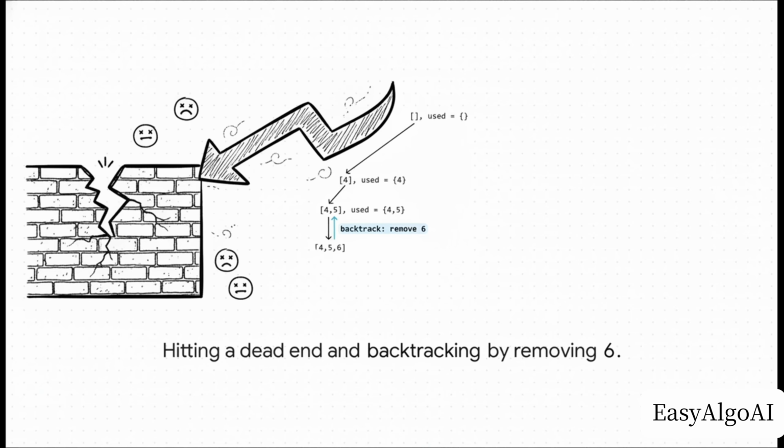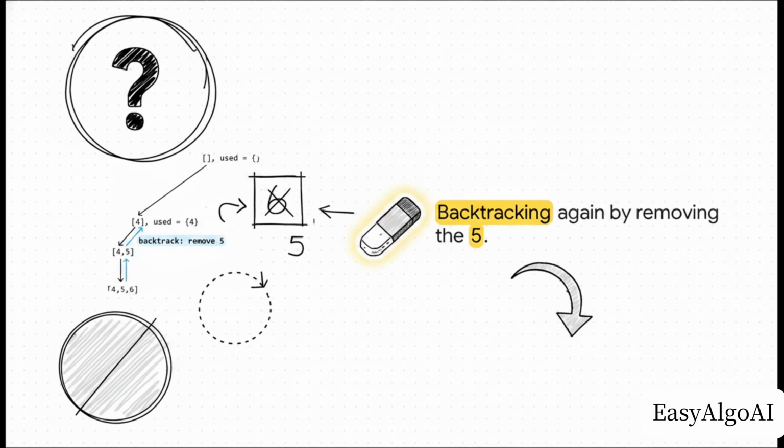We reverse course by removing the most recently added number, which is the 6, from both our candidate array and our used hash set. This upward movement brings us right back up to the state of just having 4 and 5. Now we pause for a second and ask, are there any other numbers we can append to this array of 4 and 5? Well, looking at our input, 6 was literally the only remaining option, and we just explored that path. So we've got to backtrack once again.